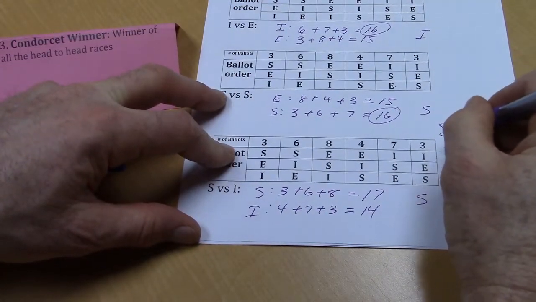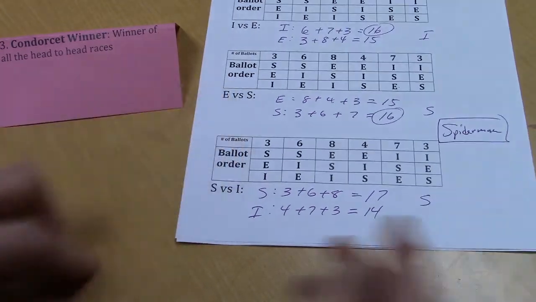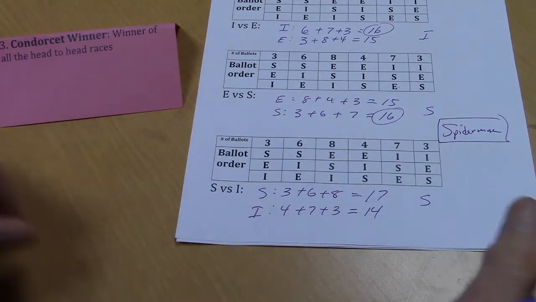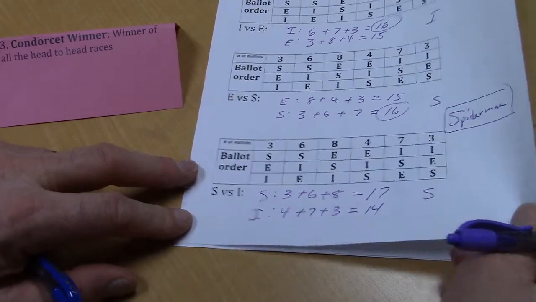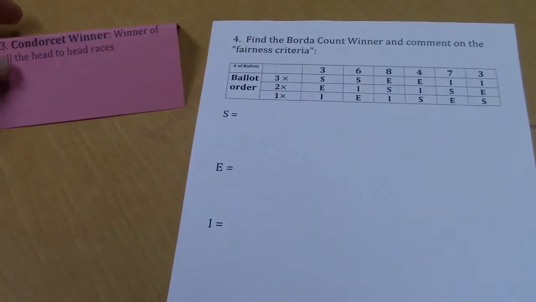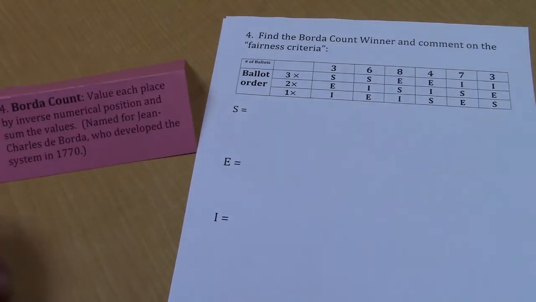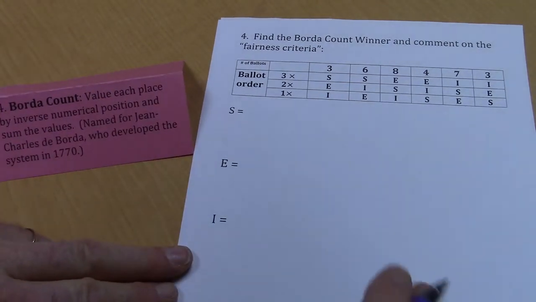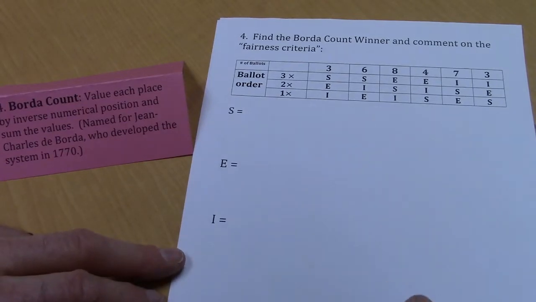So it's interesting that in a preference schedule with different ways of looking at voting, you could get 3 different possible winners here. Let's look at the Borda count method. So the Borda count method values each position with a numerical value, and then you add up all those points.